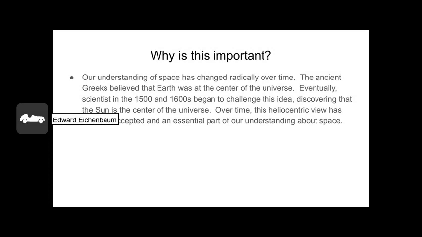Our understanding of space has changed radically over time. This is important because the ancient Greeks once believed that the Earth was at the center of the universe. That was the geocentric theory. Eventually, scientists in the 1500s and 1600s began to change their idea, discovering that the sun is at the center of the universe, the heliocentric theory. Over time, this heliocentric view has become accepted and an essential part of our understanding about space.